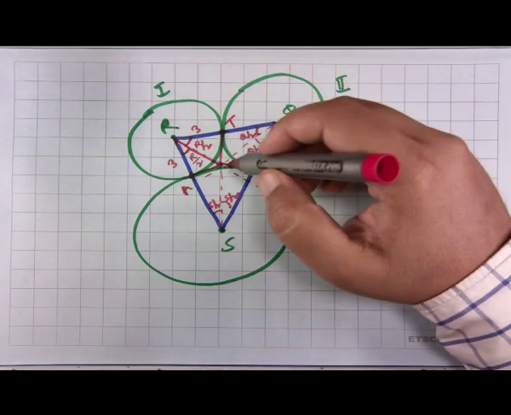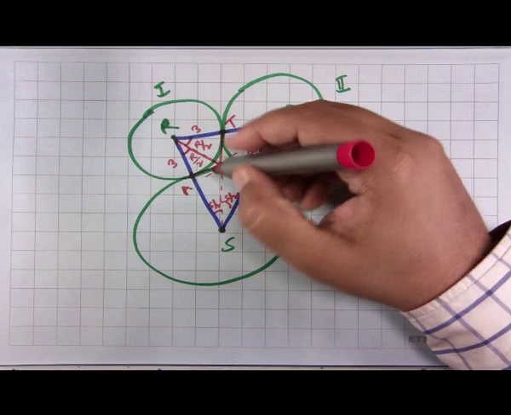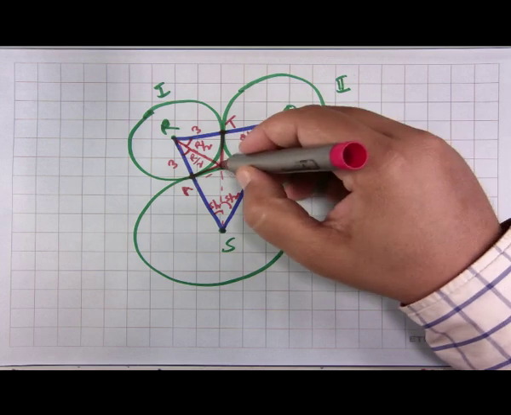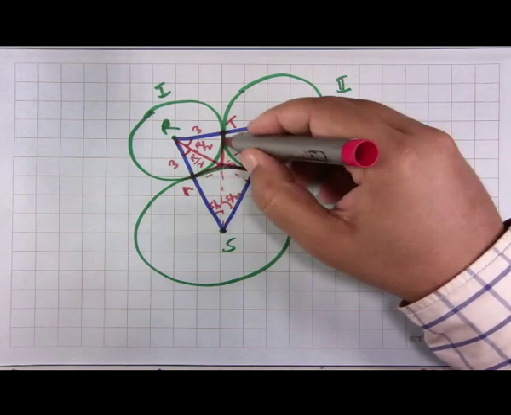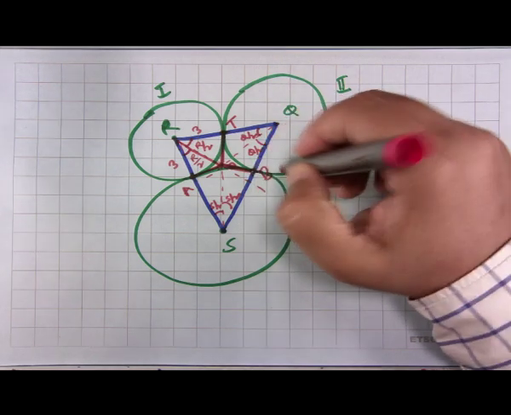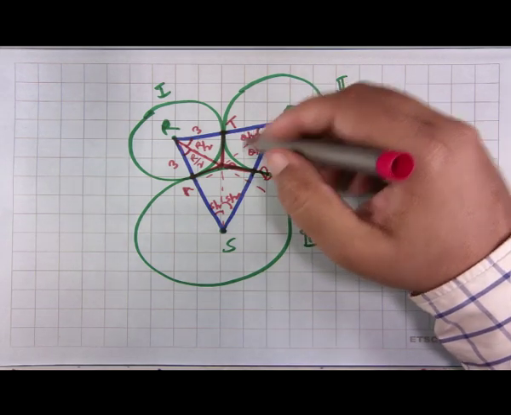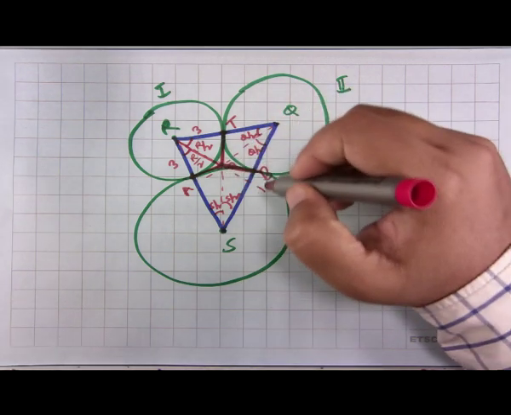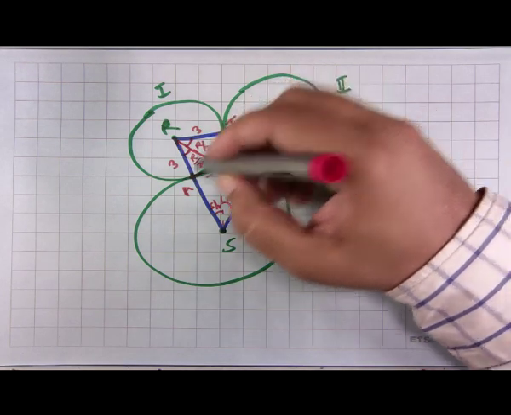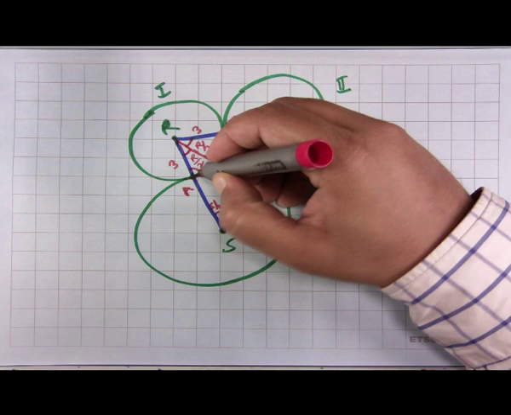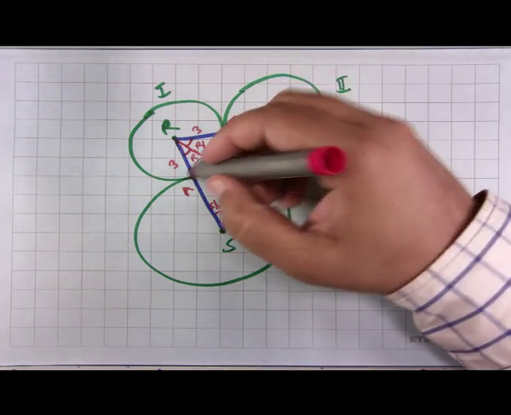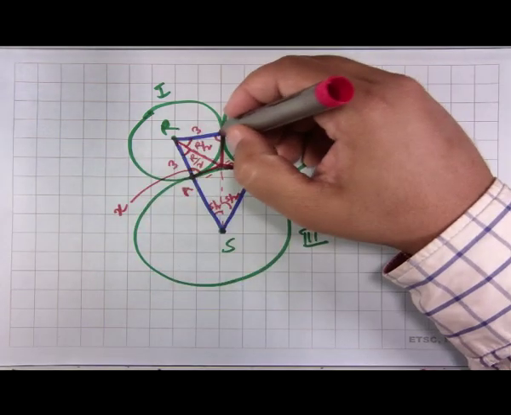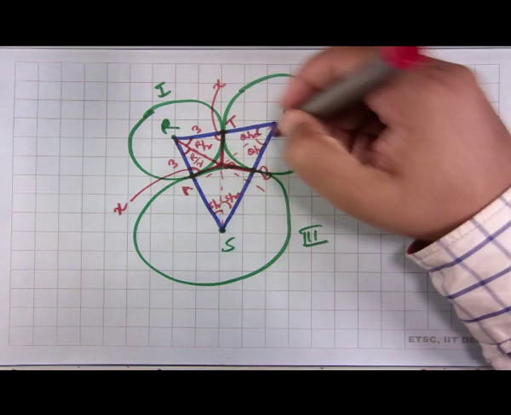Therefore, what we have is that this length is equal to this length is equal to this length. So these three lengths are equal. Further, we also have that this angle and this angle are equal. So let me call this angle x. So this angle is also x.